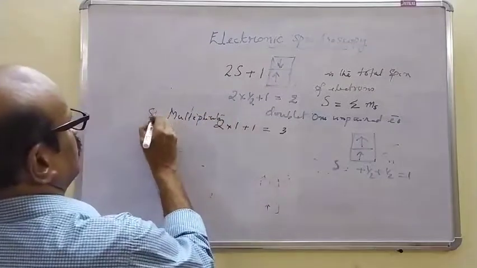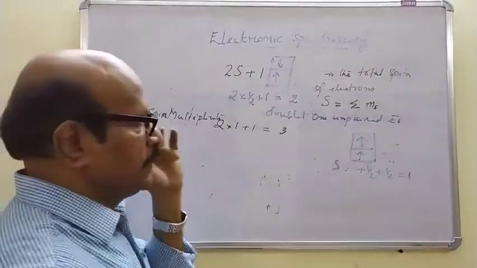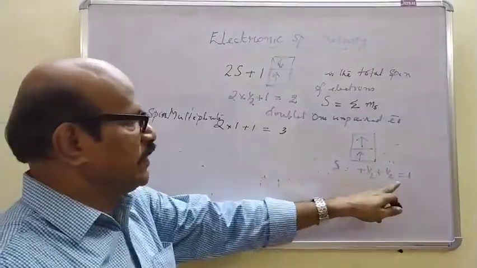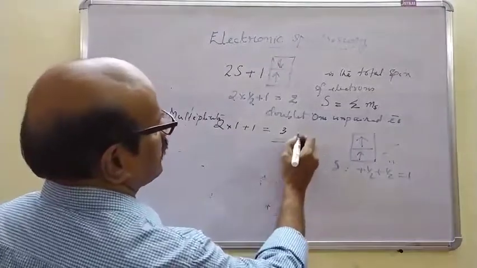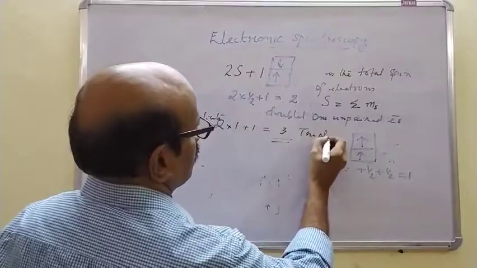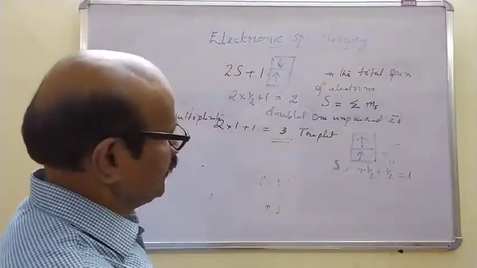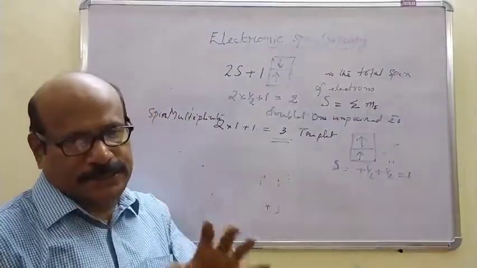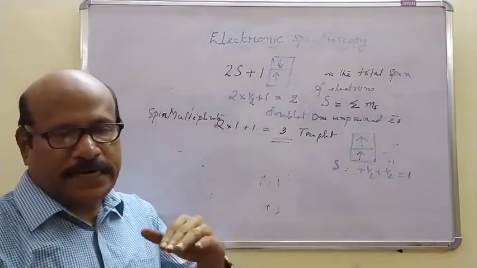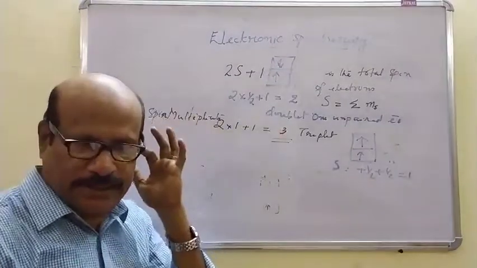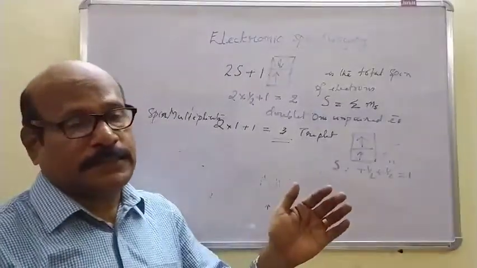The spin multiplicity is determined by the total spin of the electrons. If S is 1, then the spin multiplicity is 2 into 1 plus 1, that is equal to 3, and the state is called a triplet. So spin multiplicity can be of any of three types. S0, the ground state, is always there, in addition to S1, S2, etc. So, singlets are the state with anti-parallel spin.